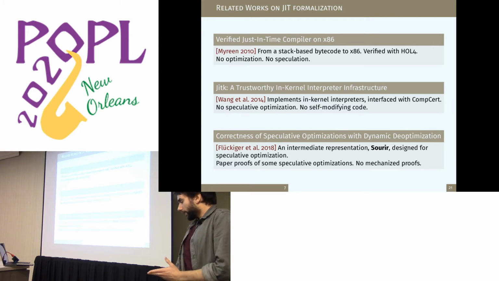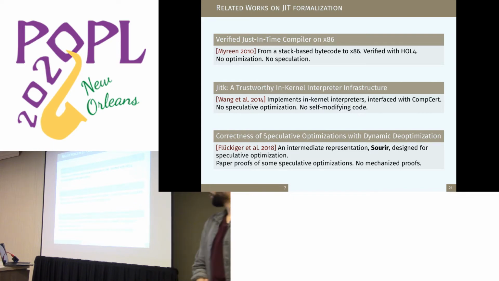Now, an even more interesting work for us is the work on Sourir, which was submitted at POPL 2 years ago. So Sourir is an intermediate representation that is made to handle speculative optimizations. So there is a new instruction, for instance, that will handle both speculation and the optimizations. And in this paper, there are already some proofs inside, some paper proofs about speculative optimization, which is great. There is no mechanized proof, and also you have no way to execute it directly, but there is already some insight.